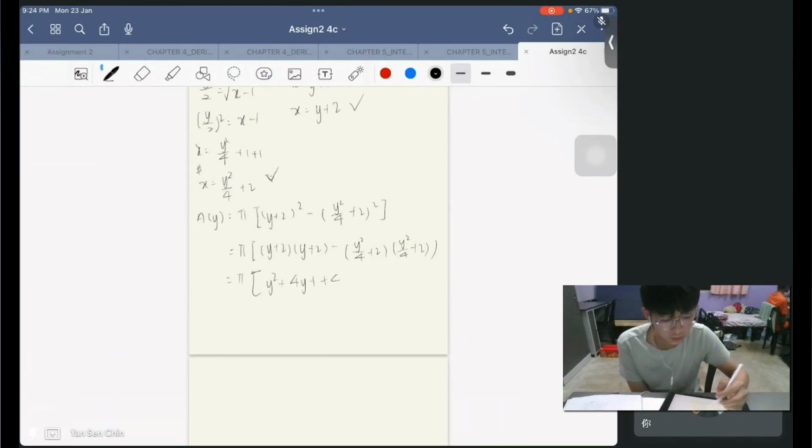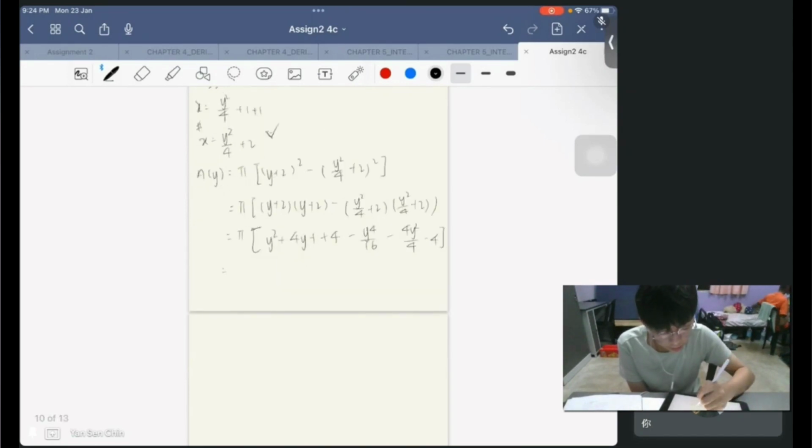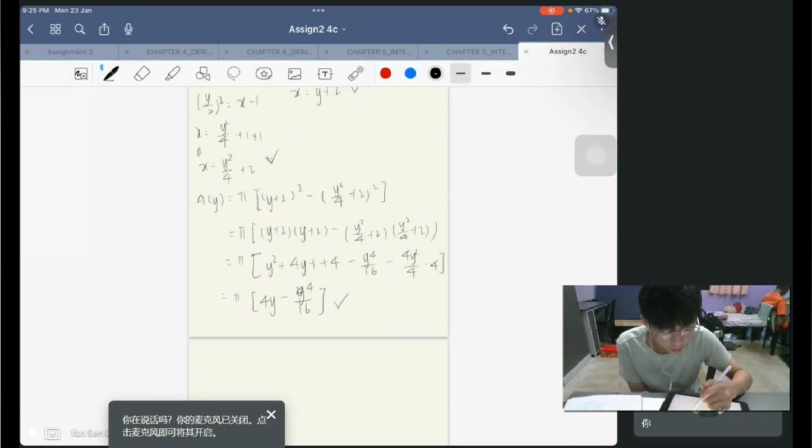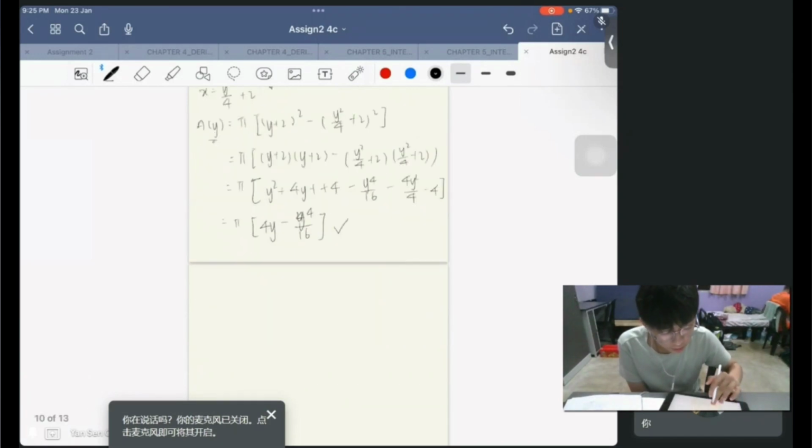It's 4, 16. So we do the expansion. We'll get something like this. And then we're doing for the cutting. So finally we'll get 16. So finally we'll get something like this. Okay. After we get the A(y), this is the cross-sectional area of this.